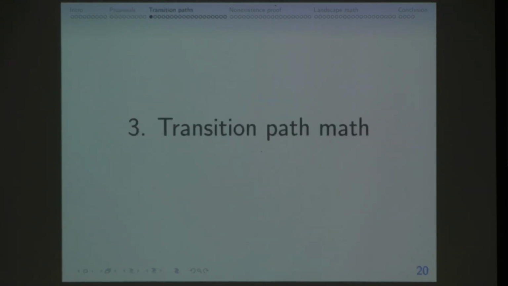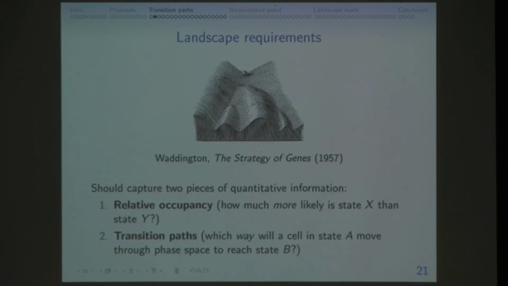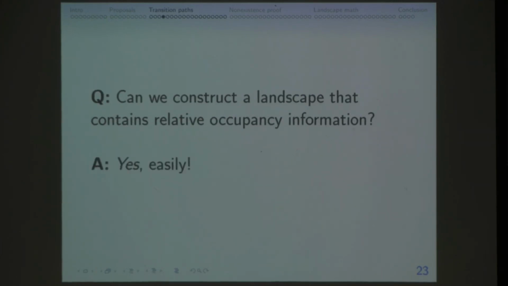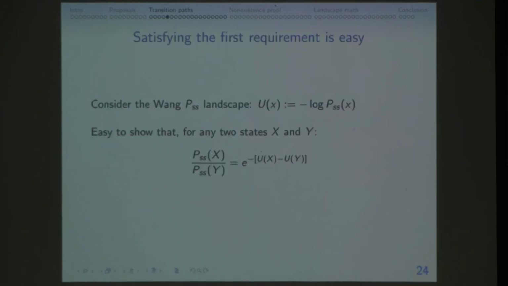So okay, we've gone through the lineup, and you may have noticed that none of them have satisfied both of our requirements, which is a problem. It'd be nice if we could find one that did. So we have these two requirements, relative occupancy information and transition path information. And we face a basic question. Can we find a landscape that satisfies the first requirement, for example? And the answer is, yes, we can, and it's not that hard. For example, the Jin-Wang steady state probability landscape trivially satisfies that requirement. And this is the reason that people use it, essentially.